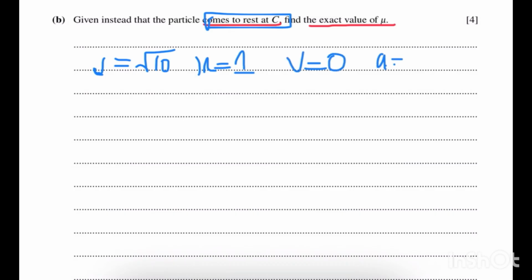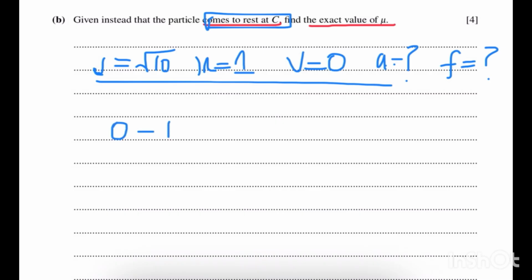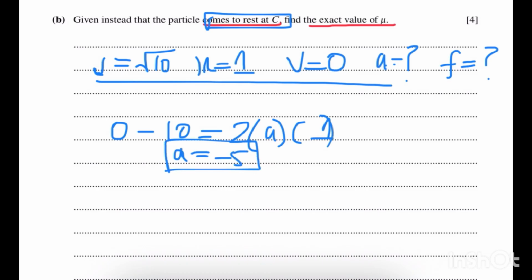Again, we don't have the acceleration, and we don't know the value of friction as well. Since we're talking about the journey from B to C, there will be a component of friction. So we can use this information in order to find the value of the acceleration. So v squared, which is 0, minus root 10 squared, which is 10, is equal to 2 multiplied by the acceleration times 1, which is the distance. That means that the acceleration is equal to minus 5 from B to C.